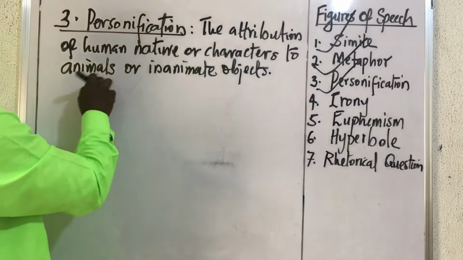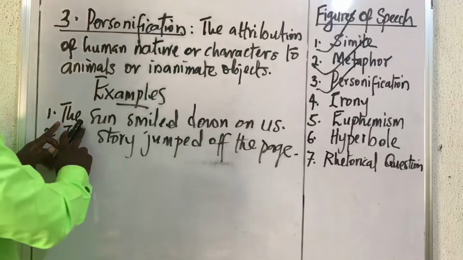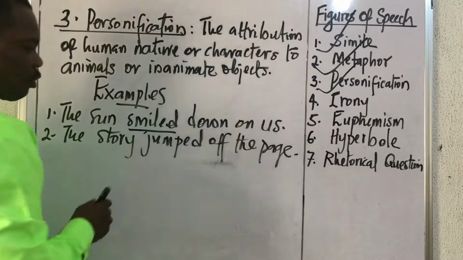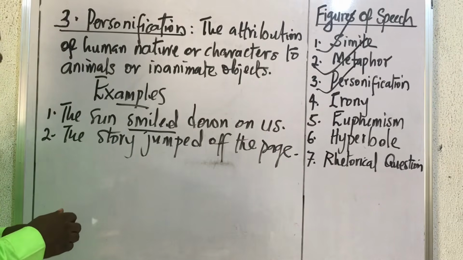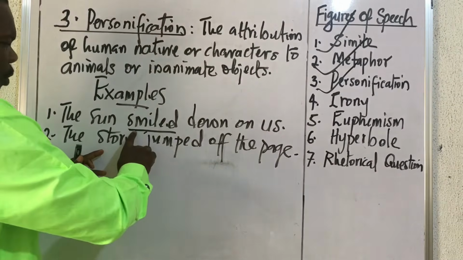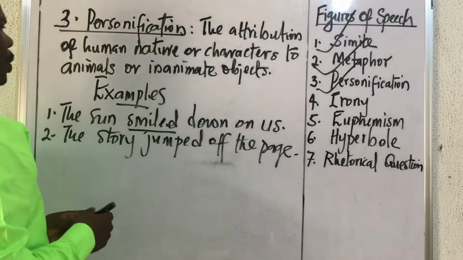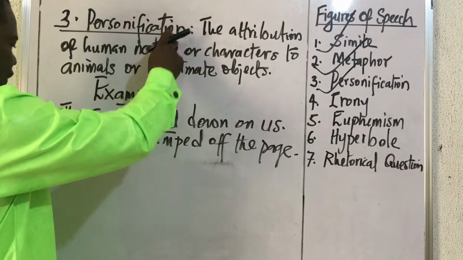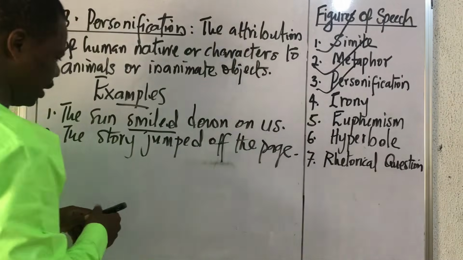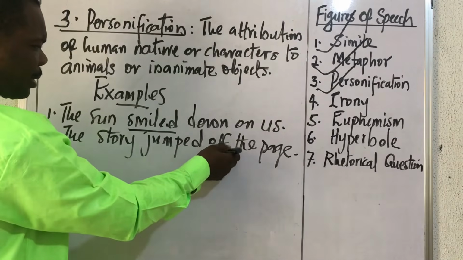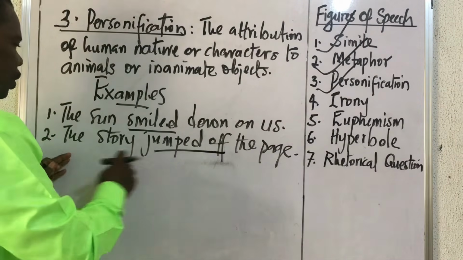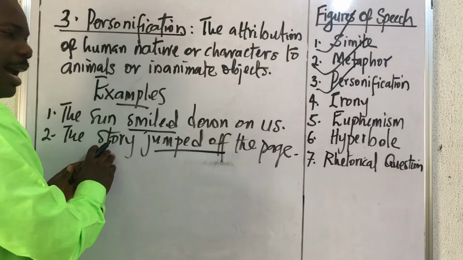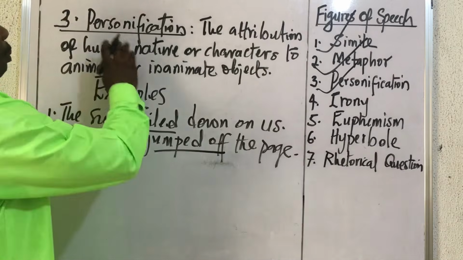Now let's have some examples here. The sun smiles down on us. Smiling is the attribute of humans alone. It's only humans that can smile. So when this quality is being attached to the sun, then we say you are personifying the sun. That is personification. The story jumped off the page. This is like the story developed wings or legs and leapt off the page. So this attaches the quality of humans to an inanimate item, that is a story. That is personification.